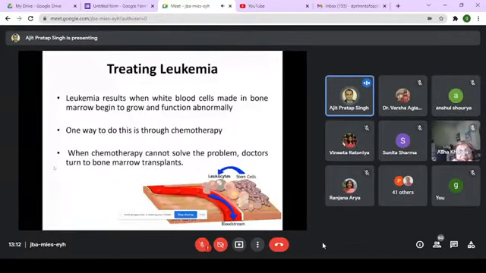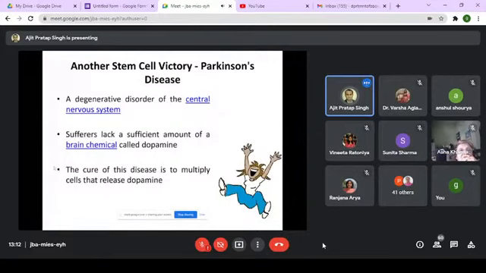Another is Parkinson's disease. It is a central nervous disorder. The patient suffers from a lack of the brain chemical called dopamine. And if we insert cells which can multiply and release the dopamine, then it can be treated. It means stem cell is used. You can say there is a hope for Parkinson's disease also.